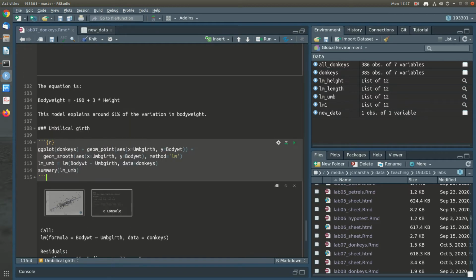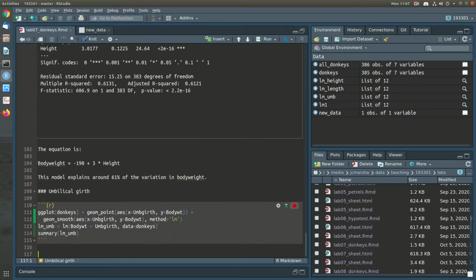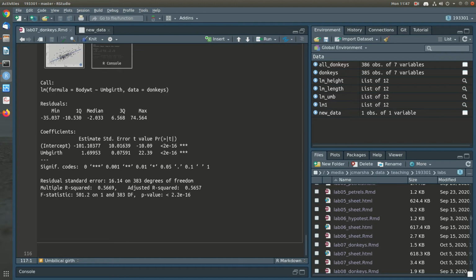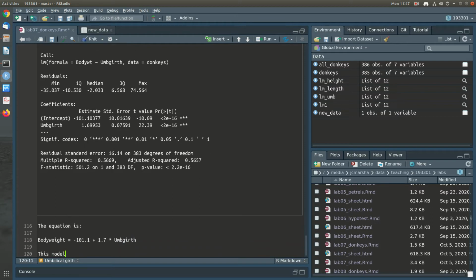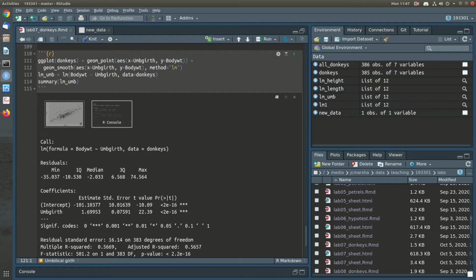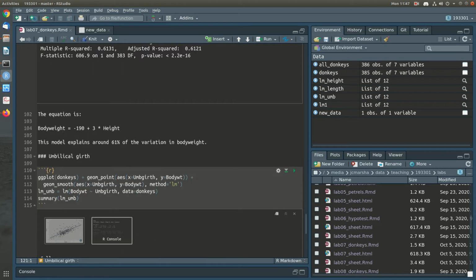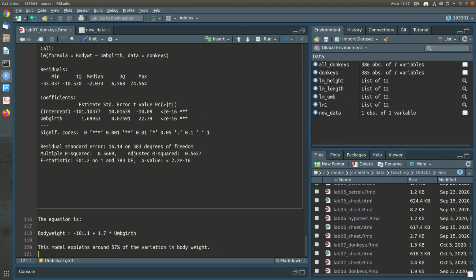So again, we can write down what the equation is. So body weight is equal to minus 101.1 plus 1.7 times umbilical girth. And this model explains around 57% of the variation in body weight. So you can see clearly that the heart girth one was the best, right? And you can see that from the plots, right? And this is just sort of confirmed by the R squared of the model.